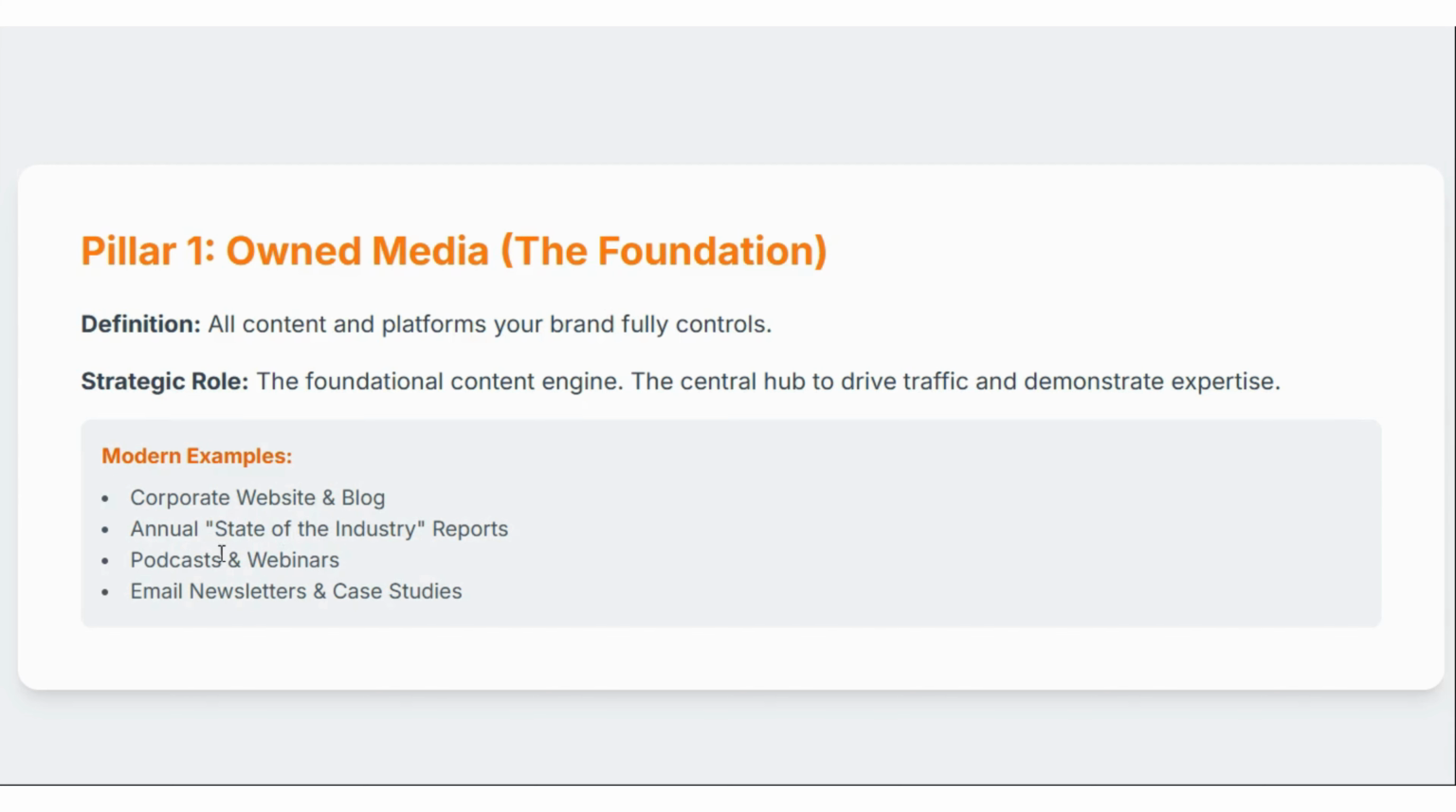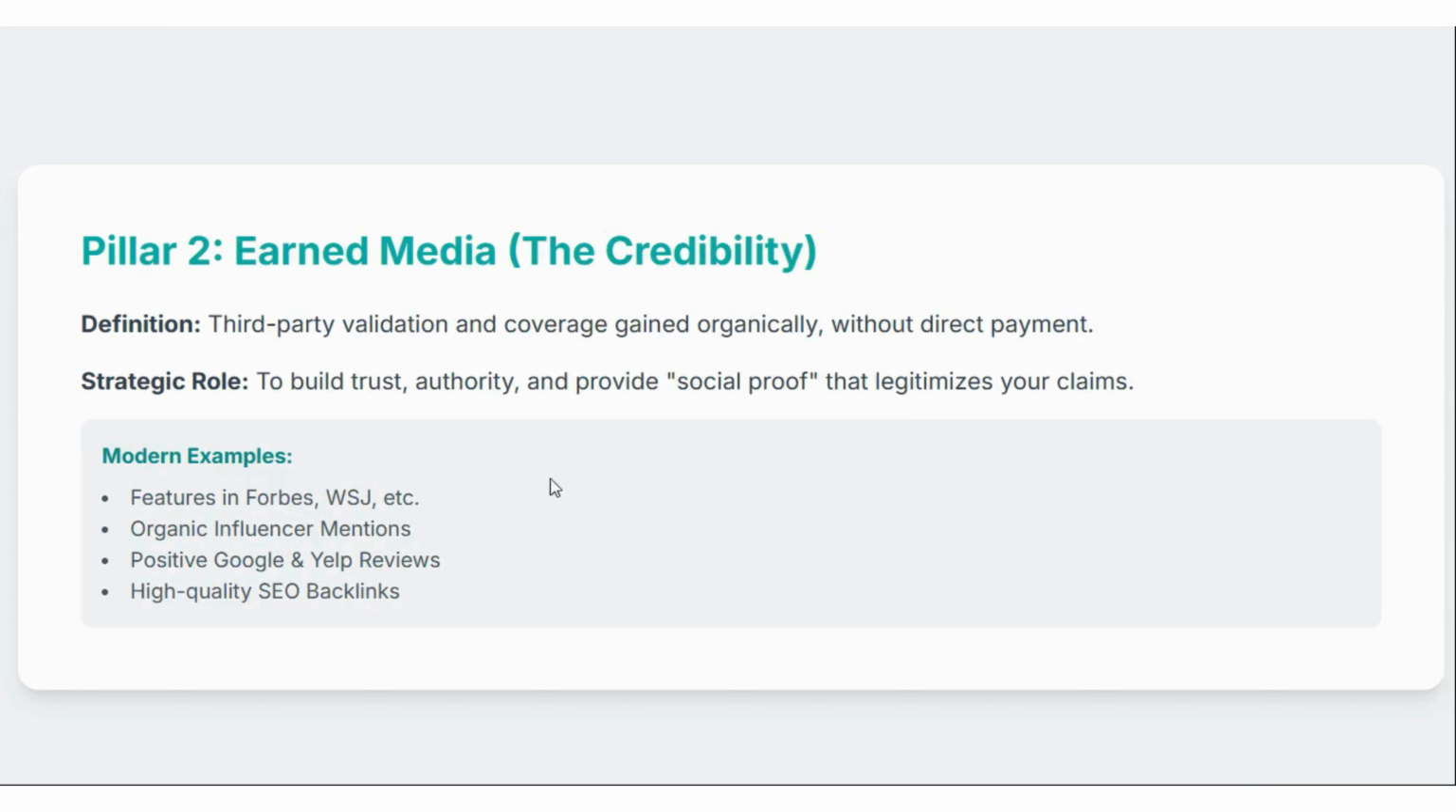For example, corporate website and blog is an example. Annual state of the industry reports. Many of the businesses are publishing these kinds of reports, and they give it to journalists and they create other reports from that annual report of the business. It kind of creates a domino effect and more brand mentions for the business. Another example is podcasts. Another one is webinars, email newsletters, case studies. We can talk about social media somehow here. If you do some PR efforts on your social media, it can be a good example for owned media.